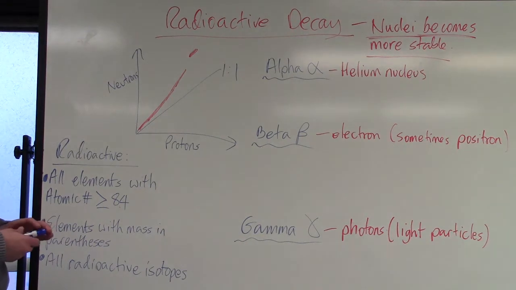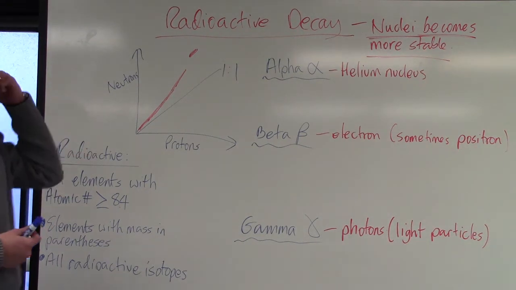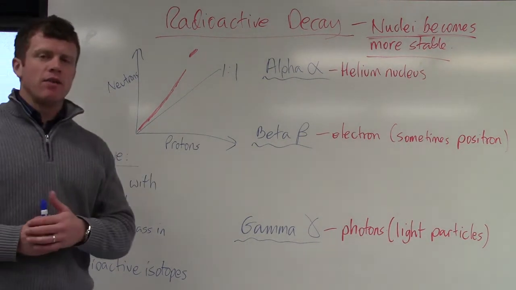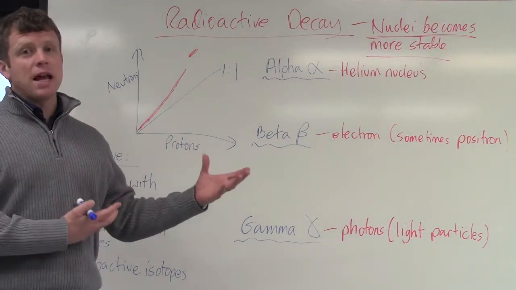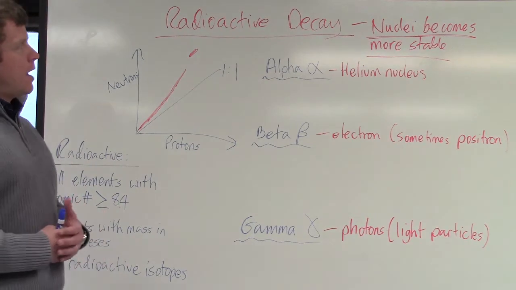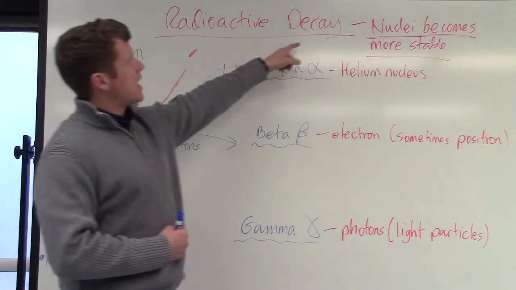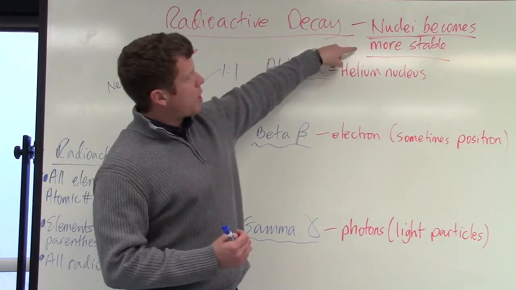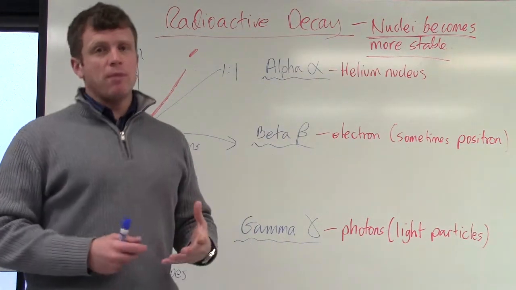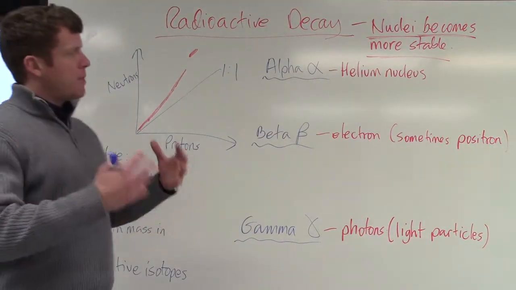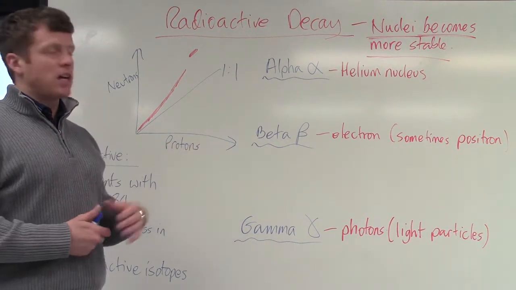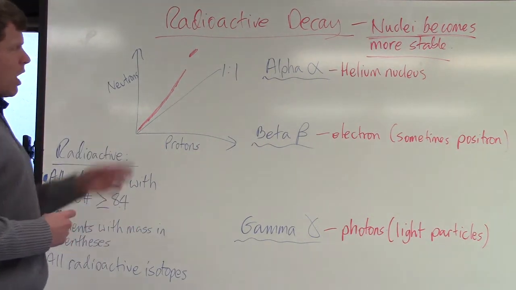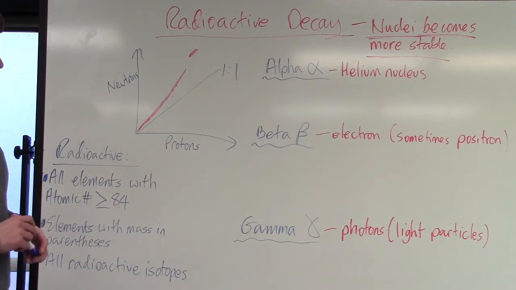So the next thing to talk about is, if a substance is radioactive, how does it become more stable? It can't exist in that unstable state. It needs to stabilize. So it undergoes radioactive decay. And so the goal of it is for the nuclei to become more stable. Varying amounts of energy are released when something undergoes radioactive decay. And we'll look at each different type of decay.